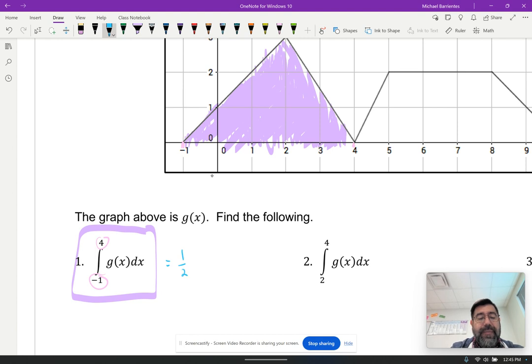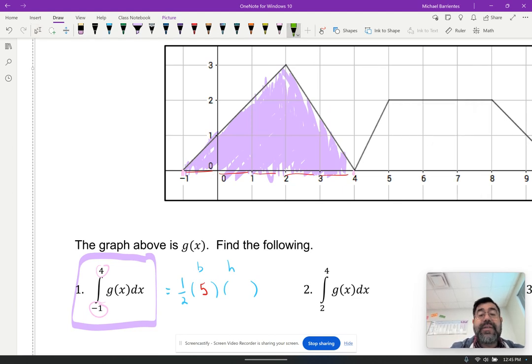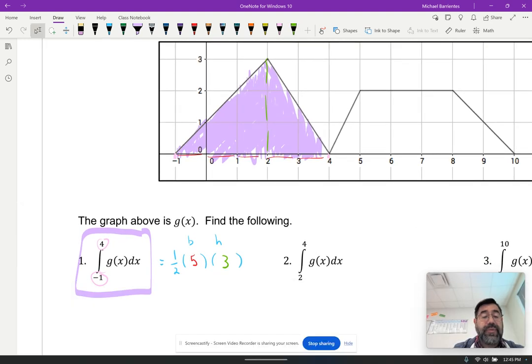1/2 base times height. Do I know the base? Sure. The base is 1, 2, 3, 4, 5 units. Do I know the height? I think I can measure that. The height is 1, 2, 3 units. And so my answer would be whatever 1/2 times 5 times 3 is, and I believe that that is 7.5.